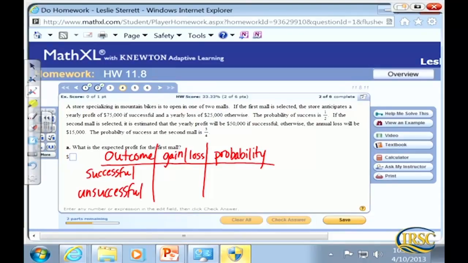Okay, so if you are successful in the first mall, then what is your gain or loss? Okay, 75,000, they told you that right here. And is that a gain or a loss? A gain, so it's a positive number. So, profit of $75,000 if successful. Okay, and if you're unsuccessful? Okay, so it's right here, that 25,000, but since it's a loss, you need negative 25,000.